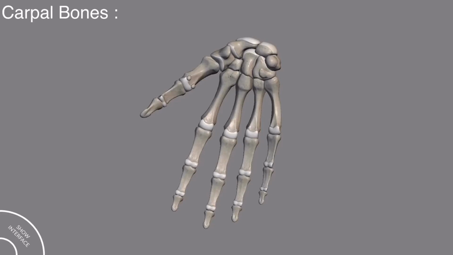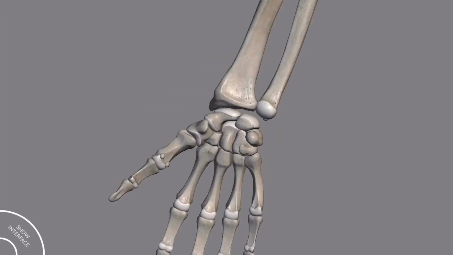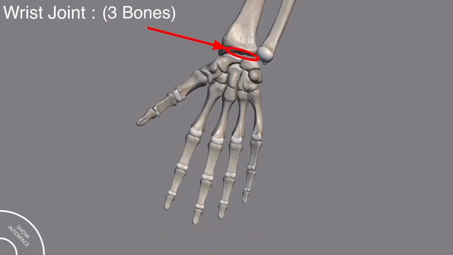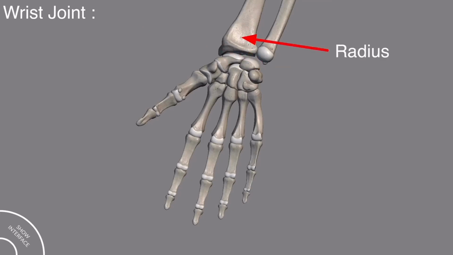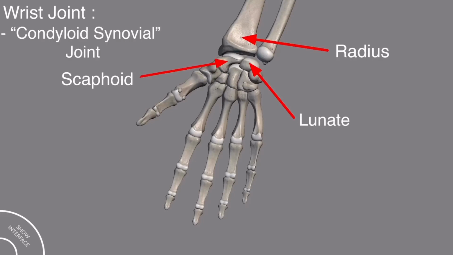The word carpal is a Latin word which means wrist. Before going into the discussion of the carpal bones, we will discuss the wrist joint. In the wrist joint, 3 bones are involved: the distal part of the radius bone, the scaphoid bone, and the lunate bone. The radius bone articulates with the 2 proximal carpal bones, that is the scaphoid and the lunate bone. And this wrist joint is the condyloid synovial joint.